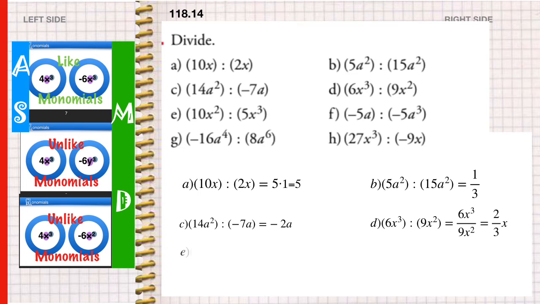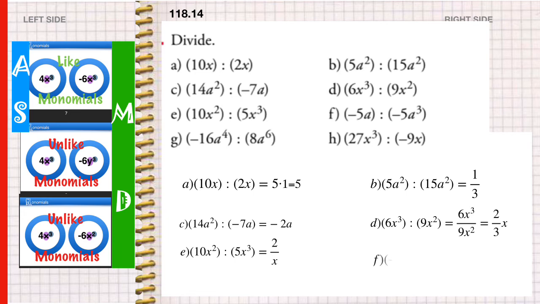E. 10x squared divided by 5x cubed, 10 divided by 5 is 2, and x squared divided by x cubed is 1 over x. If you simplify, x squared disappears and you keep 1 over x, and if you apply the exponent rule, x squared divided by x cubed is equal to x to the power of negative 1, which is 1 over x.